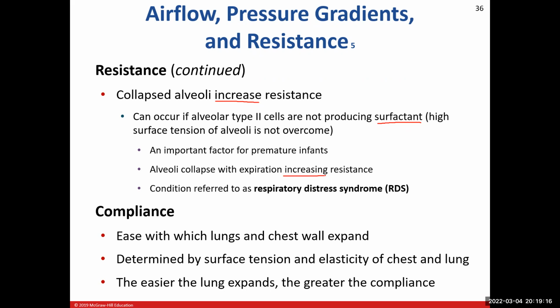So compliance here is an important term because it describes how easily the lungs and the chest wall expand when you are breathing. And so compliance is determined by two things: surface tension and the elasticity of both the chest and the lungs. So the easier it is for the lungs to expand, the greater the compliance, and therefore the more difficult it is for the lungs to expand, the less the compliance.